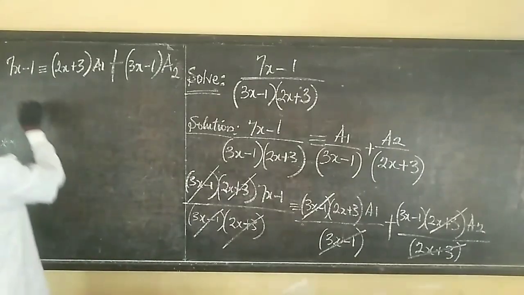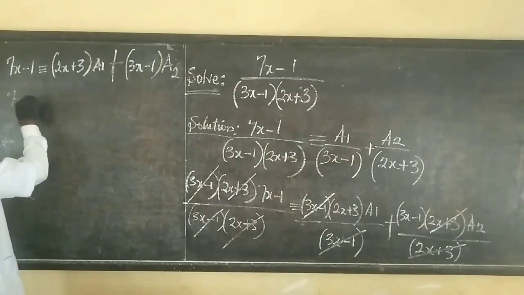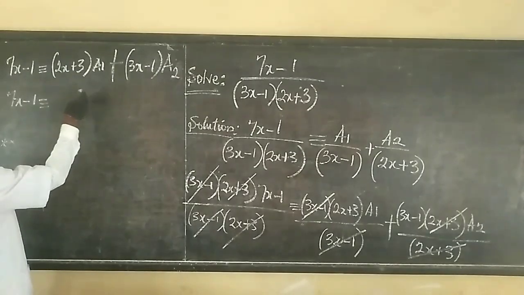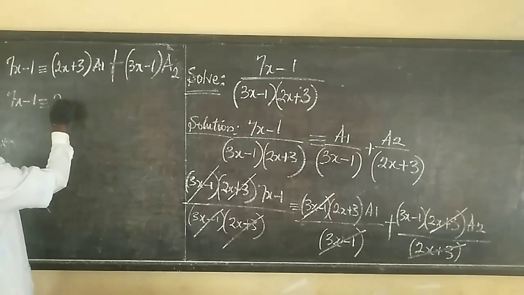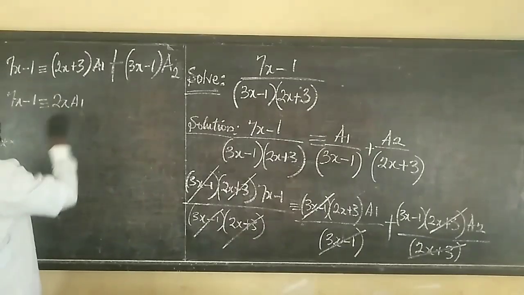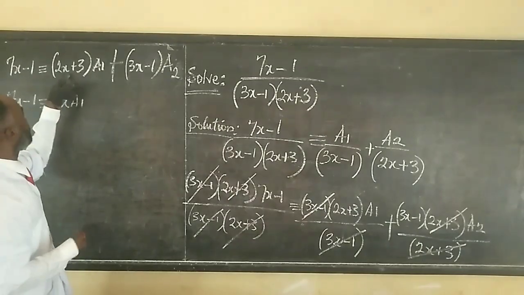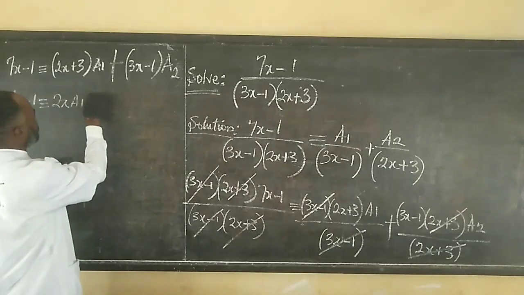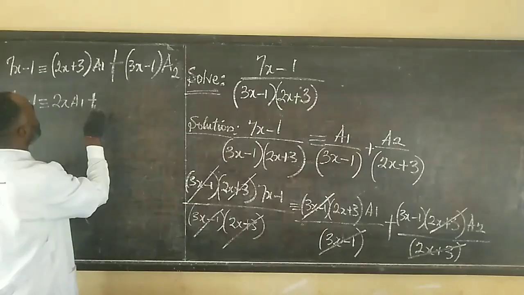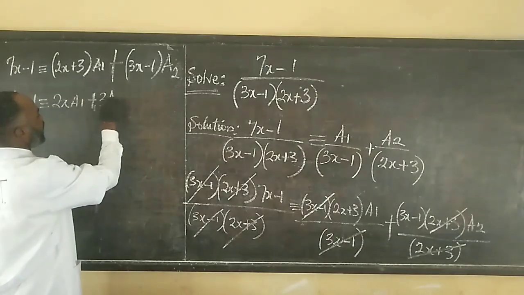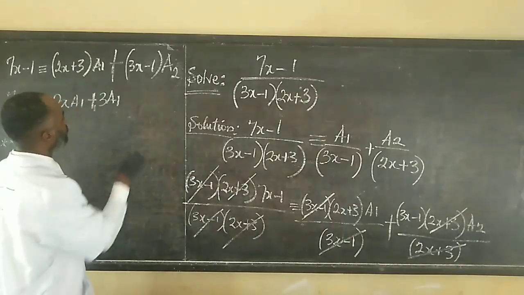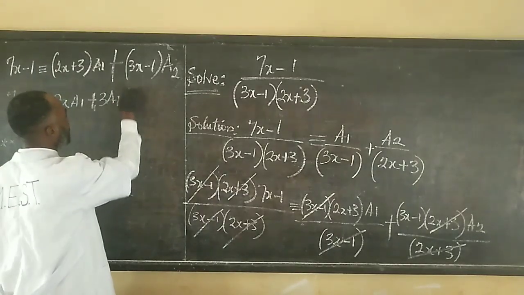Let's go. So we have 7x minus 1 is equivalent to, let's clear this bracket. We have here 2x A1. When this multiplies this, gives you this, multiplies this, is going to be plus, watch out, plus 3A1. That's all. We are done. Watch what will happen here. Our big plus comes in.